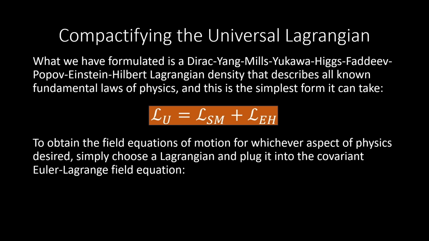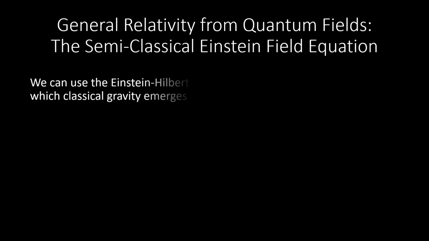To obtain the field equations of motion for whichever aspect of physics desired, simply choose a Lagrangian even within the Lagrangian densities and plug one or many or all of them into the covariant Euler-Lagrange field equation, which is essentially just taking the functional derivative of a Lagrangian in respect to a particular field, or a metric. So we can obtain general relativity from quantum fields, and that's how we get the semi-classical Einstein field equation.